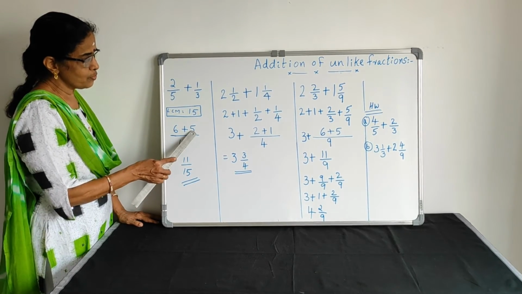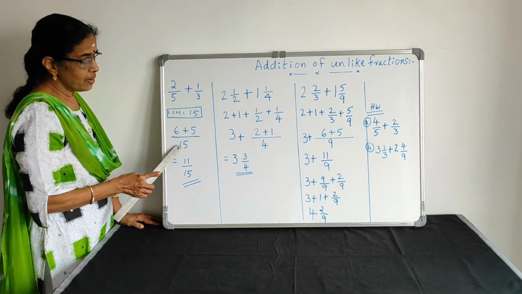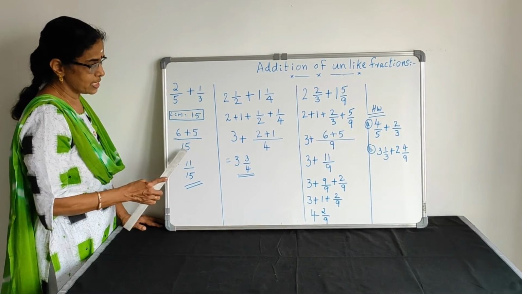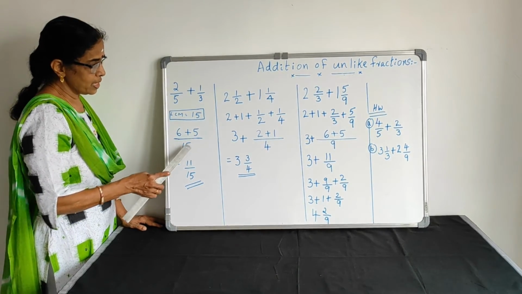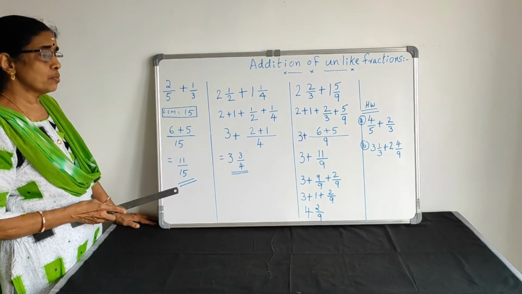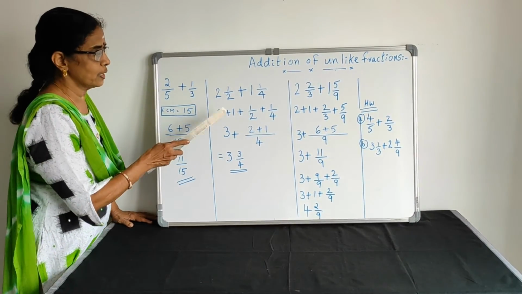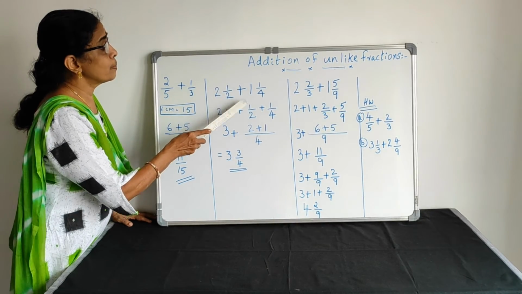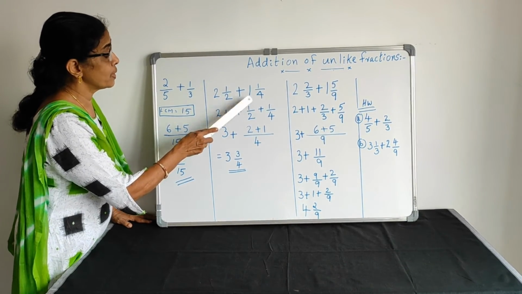6 by 15, 5 by 15. Here we have written the denominator together. That's all. So 6 plus 5, answer is 11 by 15. Now we are moving on to mixed fractions. 2 and 1 by 2 plus 1 and 1 by 4.